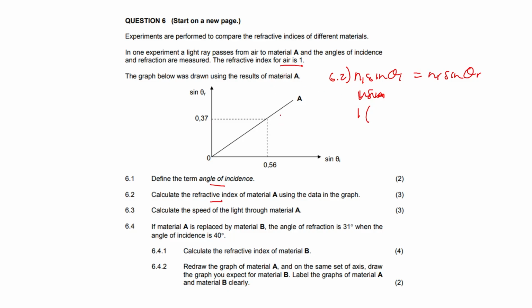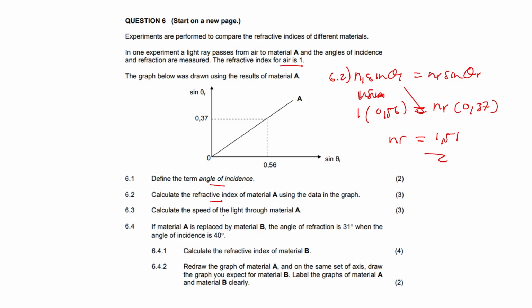We have the refractive index of air, which is 1, sine theta, which is 0.56. It's given. We don't have the refractive index of material A, so that is the unknown, and we have 0.37 as you can see there. So we can multiply to get that, and then we divide to get the refractive index of material A by itself, and we get 1.51. All right, and that's your final answer.